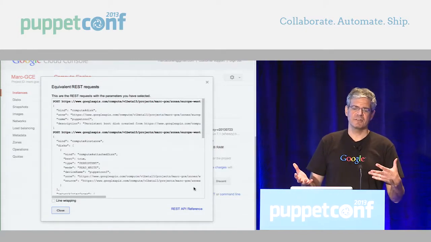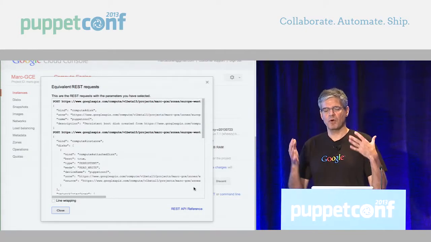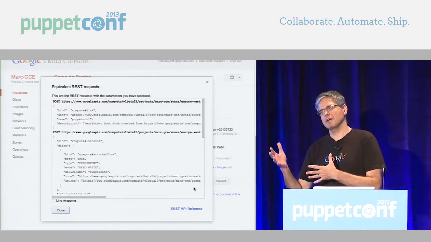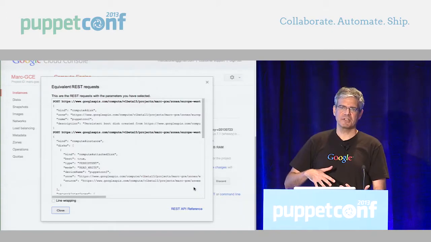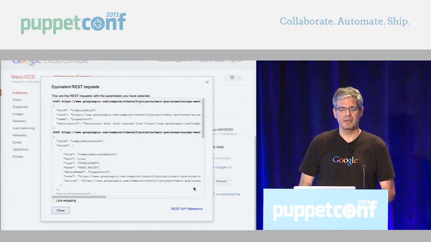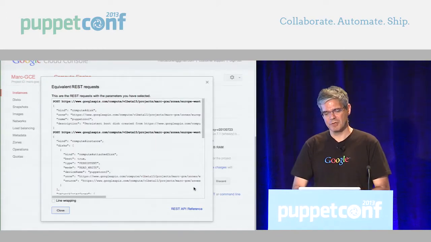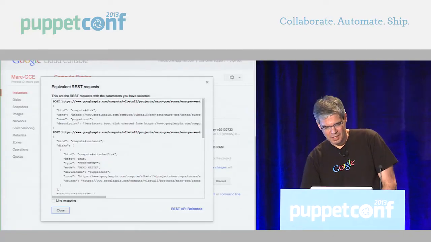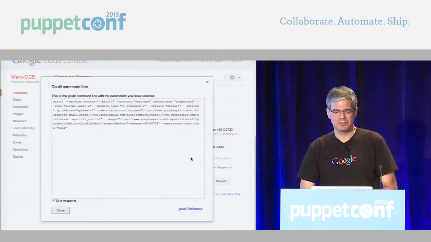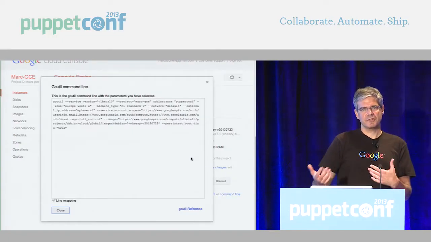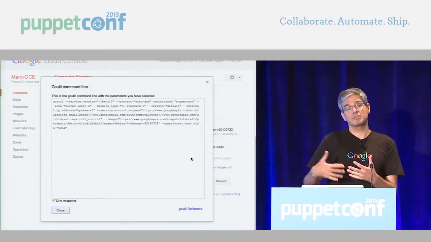And this generates for you essentially what requests you would need in order to make a RESTful API request to perform the equivalent functionality of what you're doing with the web UI. So you can see you get a POST with some JSON document. And in addition to that, you can also click on command line, and it shows you the gcutil, that's our command line utility, command equivalent to do all this.